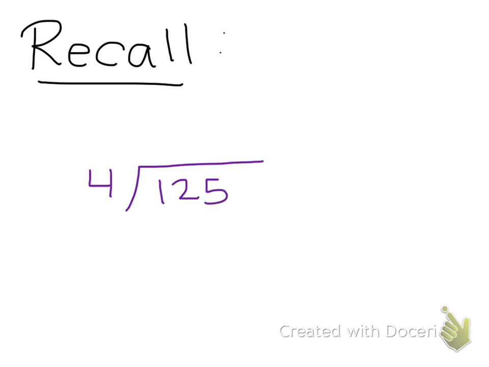So we would say, does 4 go into 1? No, it doesn't. So then we move over a digit and we say, does 4 go into 12? Which it does 3 times. I do 4 times 3, which is 12. I write that there. And we subtract. So I get 0, then we drop the 5.